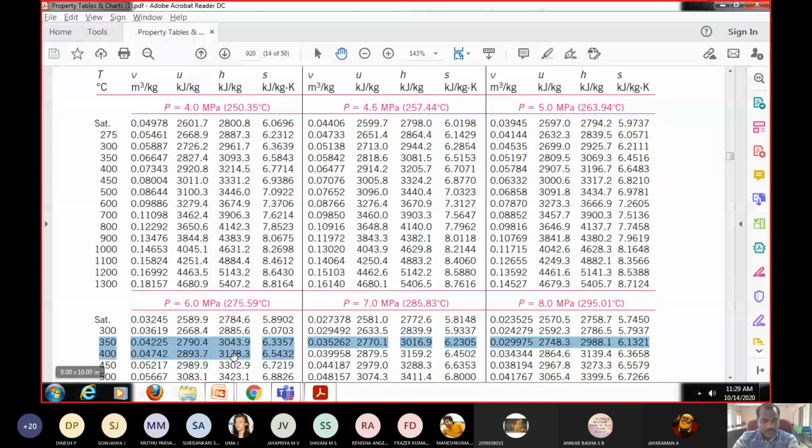If you use the interpolation formula, we need to get the properties at 380 degrees Celsius. So how can we calculate the interpolation? Just recall, it will be this: T2 minus T1 divided by T3 minus T1 equals H2 minus H1 divided by H3 minus H1. So if you use that formula, we can get the H value at 380 degrees Celsius. Right, so we want that.